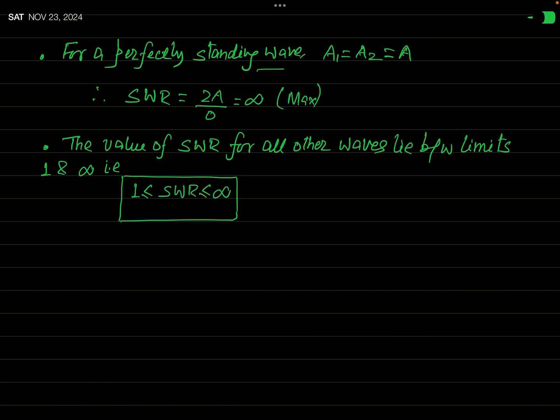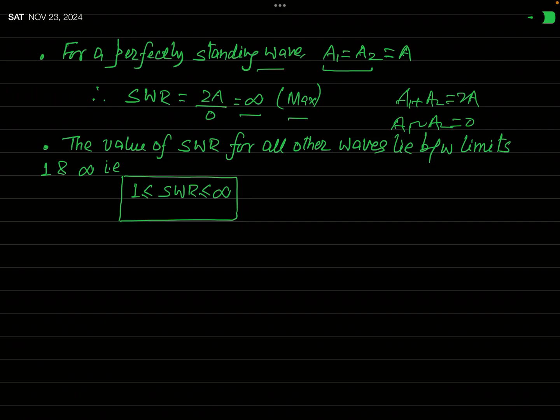Now consider the case of a perfectly standing wave, as we have discussed in the theory. You have seen that a perfect standing wave will be produced only when the amplitudes of both of the superposing components are equal, that is A1 is equal to A2. Then what will be SWR? This will be 2A divided by 0, because in this condition A1 plus A2 will be equal to 2A, as A1 and A2 both are A, and the difference of A1 and A2 will be equal to 0. So this will be undefined, infinity. So SWR for a perfect standing wave is infinite. This is actually the maximum value of SWR.